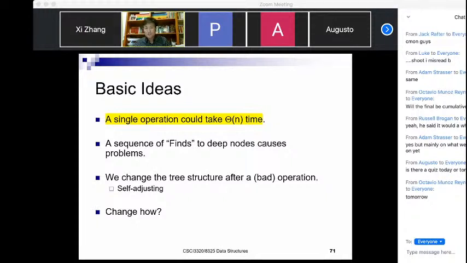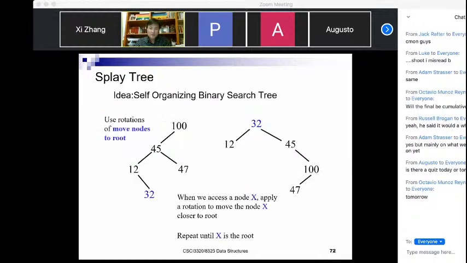So how to restructure the tree? How to self-adjust? We will introduce a number of rotation algorithms. So anyway, another important thing for splay tree is after accessing a node, after inserting 32, for example, we have to splay 32. So after splaying, the node will become the root of the tree.